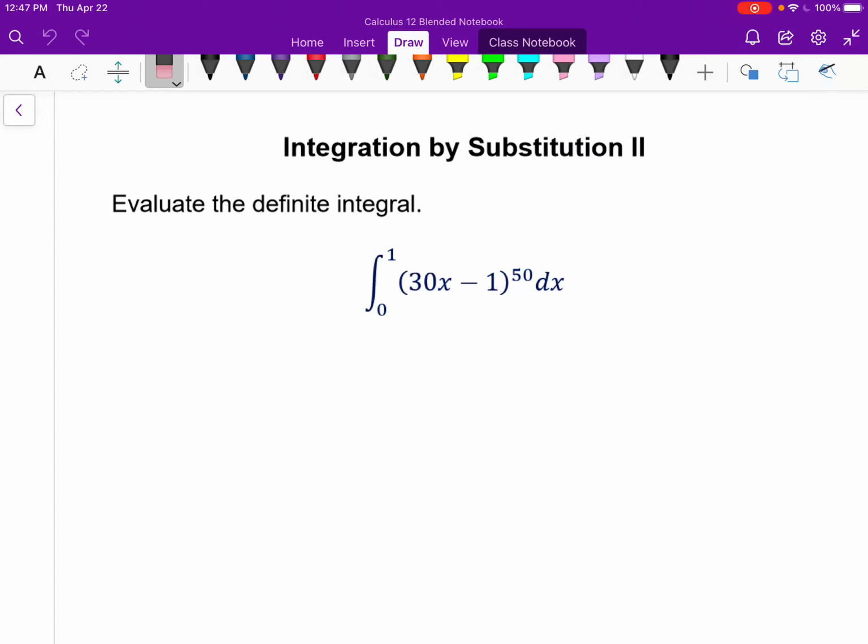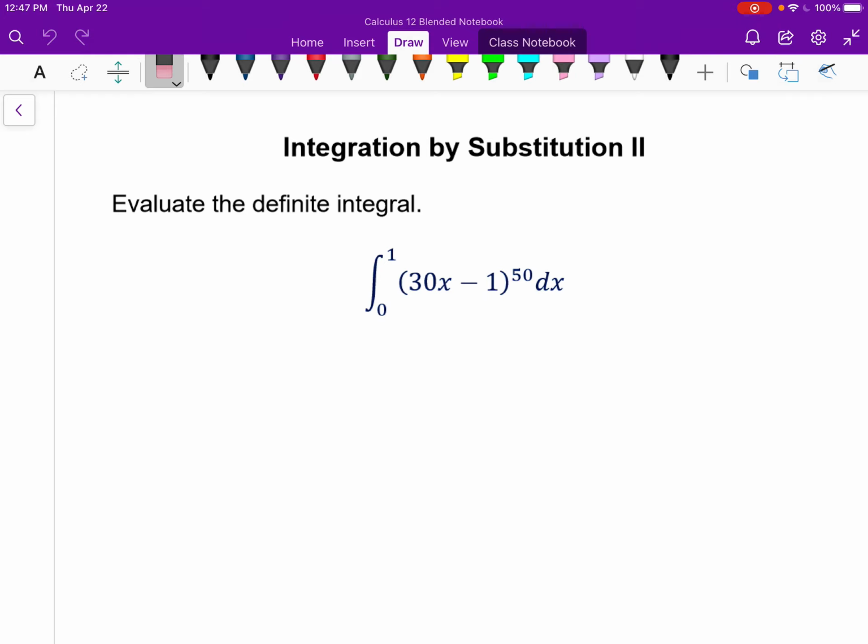All right, this is the sequel to the last lesson, the action-packed sequel, in which we will primarily use the ideas of integration by substitution to find definite integrals, as we see here. And in doing so, using part 2 of the fundamental theorem of calculus. So here we have a definite integral, and I want to find the area under the curve between 0 and 1 of this 50th degree polynomial.